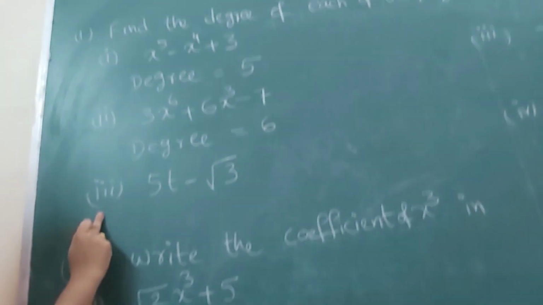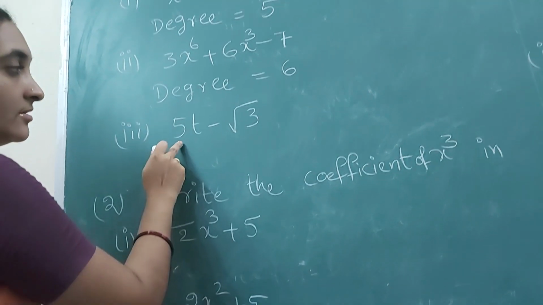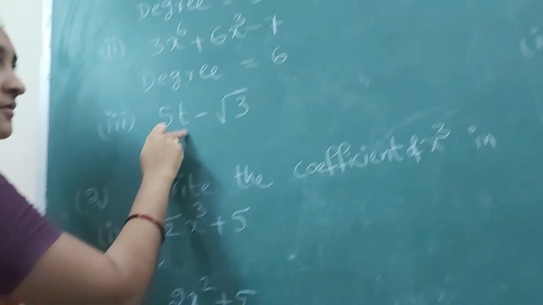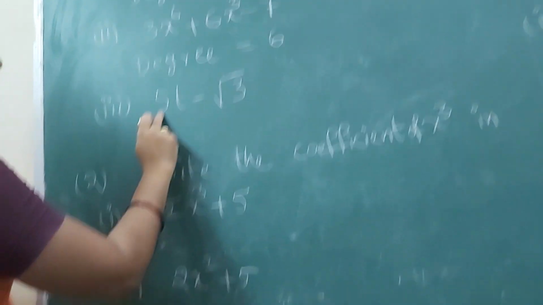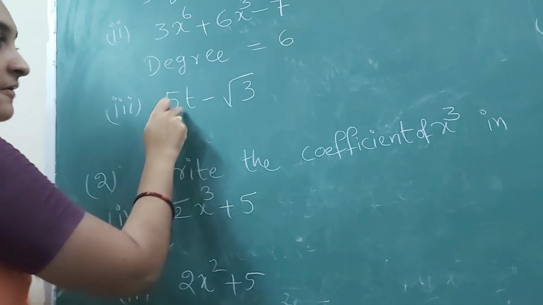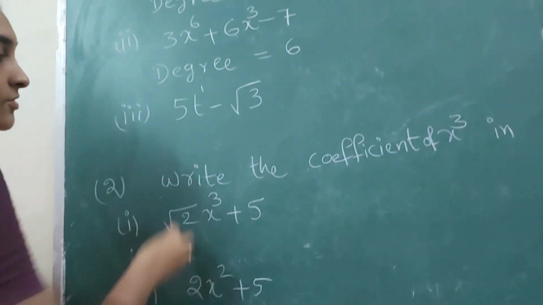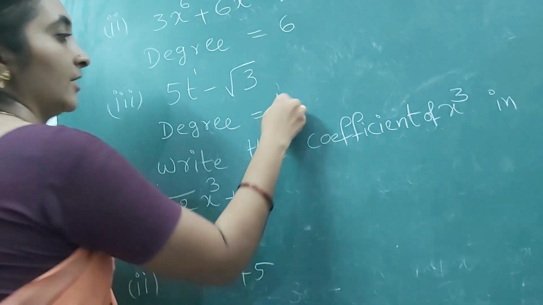Next, third one, 5t minus root 3. That means it is a polynomial in one variable. That means our variable is t. So in this polynomial, 5t minus root 3, the highest power is 1. So degree is 1.